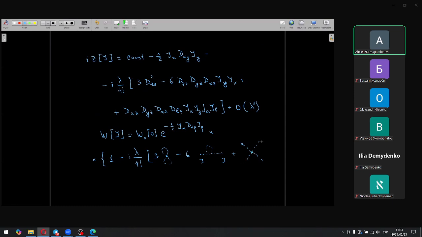and plus the diagram corresponding to 4 sources, point Z, J, J, J, J. Again, this result is up to the second order in the lambda constant.